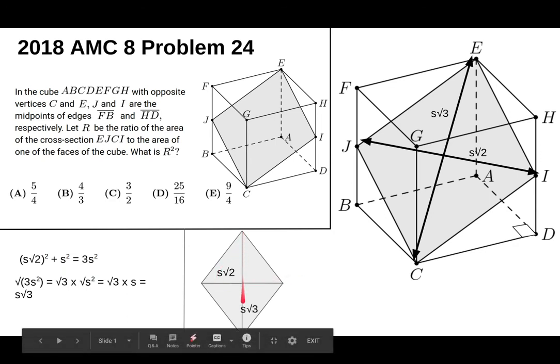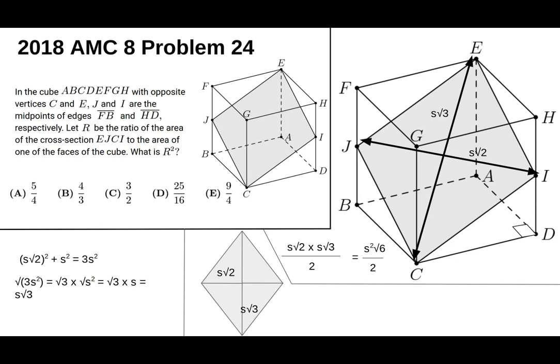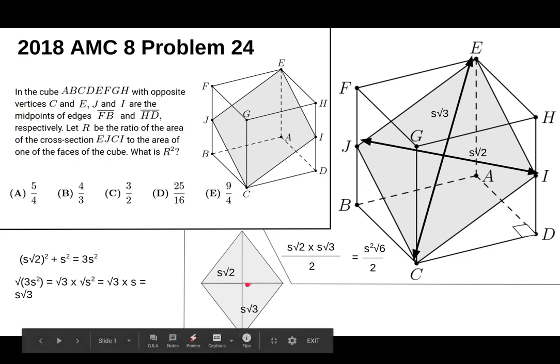So this side is S root 3 and this side is S root 2. We can do this two ways now. Find the area of the rhombus using the rhombus trick, which is this: S root 2 times S root 3 over 2, because the area of a rhombus is its two diagonals multiplied over 2, which is S squared root 6 over 2. Or we can do it by adding the four triangles here.